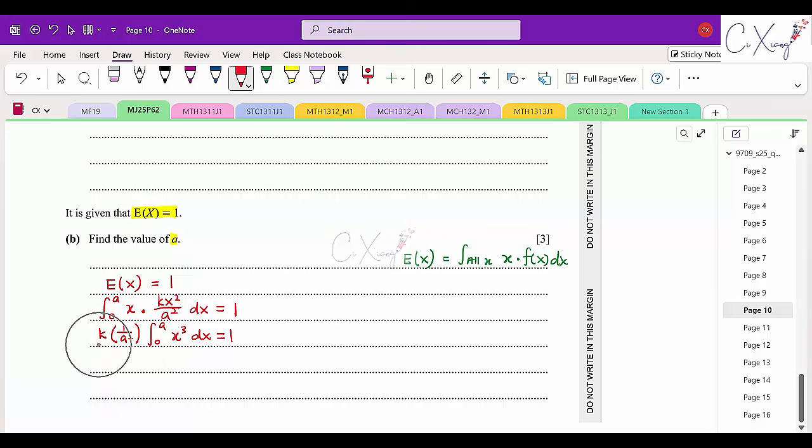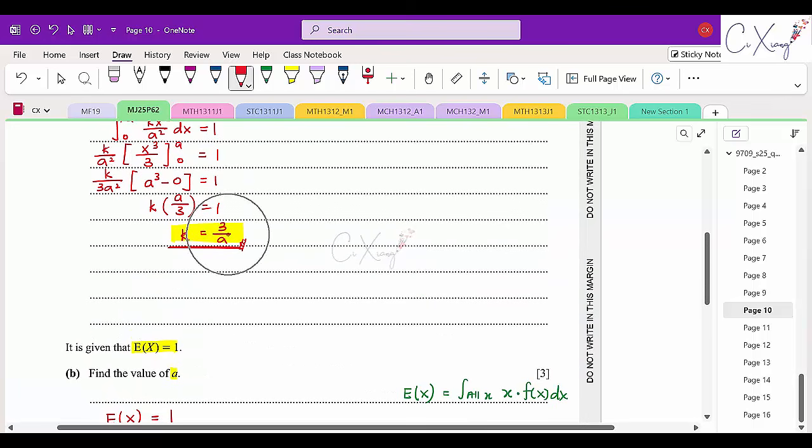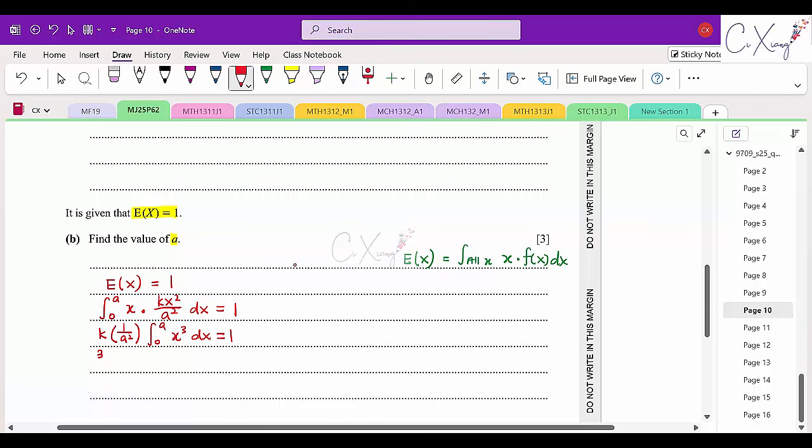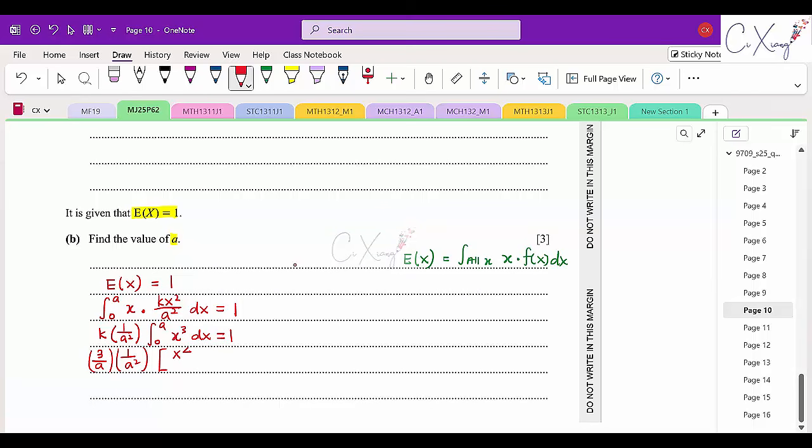Why I want to separate out the constants k and 1 over a squared is because I want to substitute the value of k. We know that k is equal to 3 over a, right? So I put 3 over a here, multiplied with 1 over a squared. Then I start the integration of x to the power 3. When I integrate x to the power 3, I will have x to the power 4 divided by 4, with limits a and 0, then equals to 1.